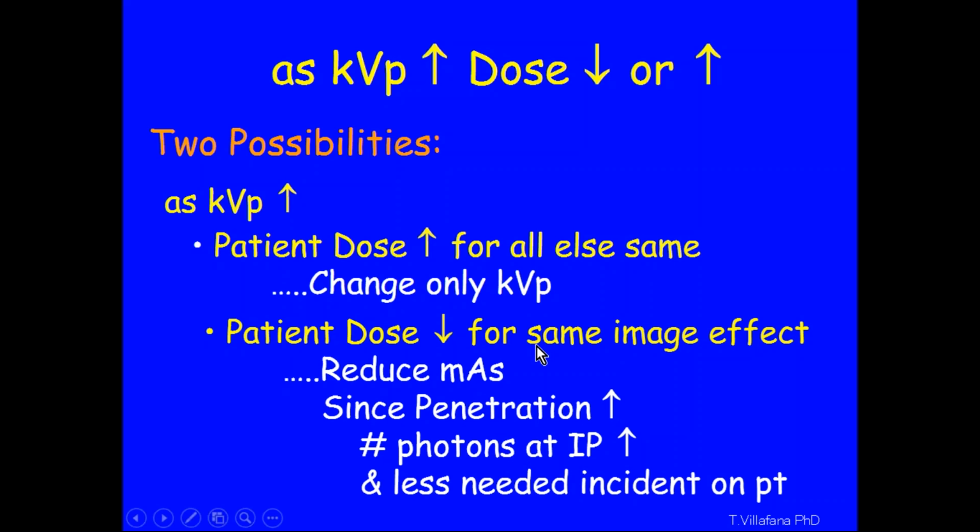The second possibility here, where the patient dose goes down, which is an extremely important observation for us, if you have a higher kV, we just said you have more penetration. But wait, stop right there. If you have more penetration, that means that you're delivering more radiation to the image plate. If you deliver more to the image plate, then you don't need as much up front. You just lowered the dose to the patient. Let me show you that in a graphic.